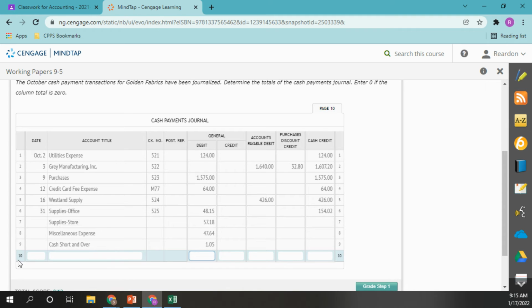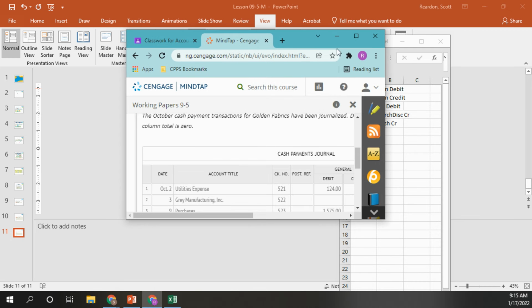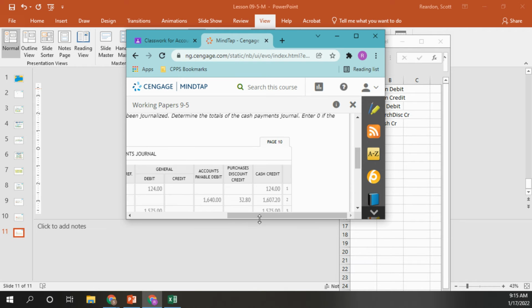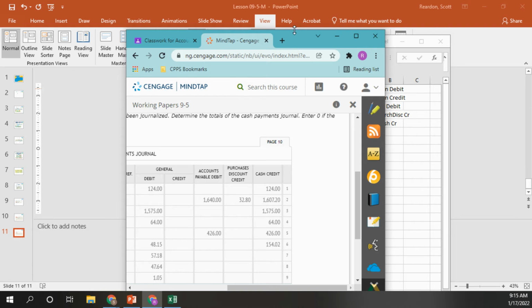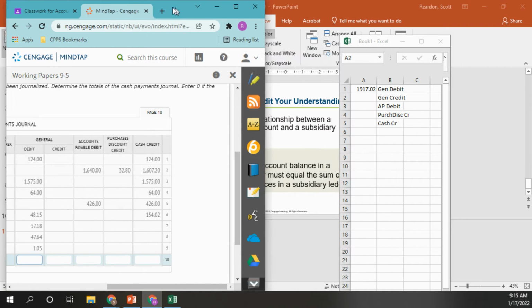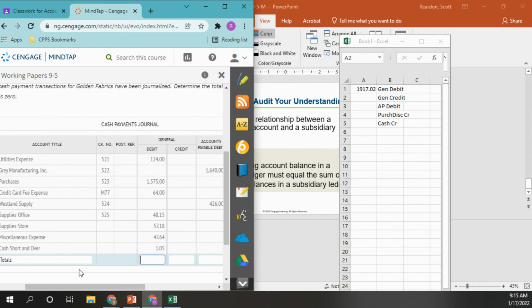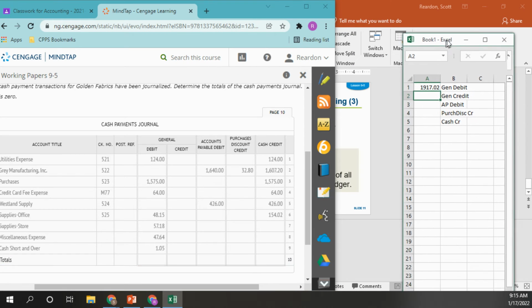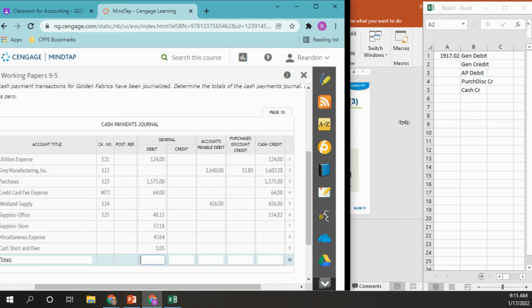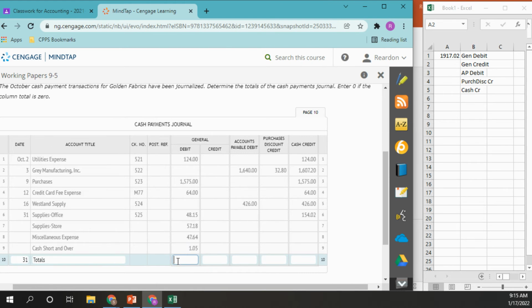Let's go down and do that. Oh, I have to put my date in, right? For October, 31, totals, and 1917.02. I'm going to move this around a little bit here. Okay. Let's get my adding machine over here, my Excel spreadsheet. Again, you can use a calculator, of course. Excel's my little calculator.